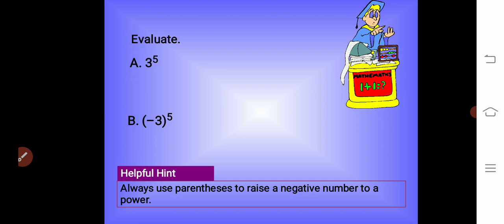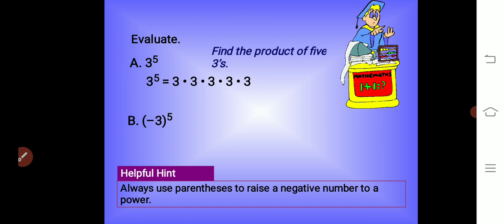So evaluate A, 3 to the power of 5. Find the product of 5 threes. So to evaluate that, 3 to the power of 5 equals 3 times 3 times 3 times 3 times 3, and equals 243.